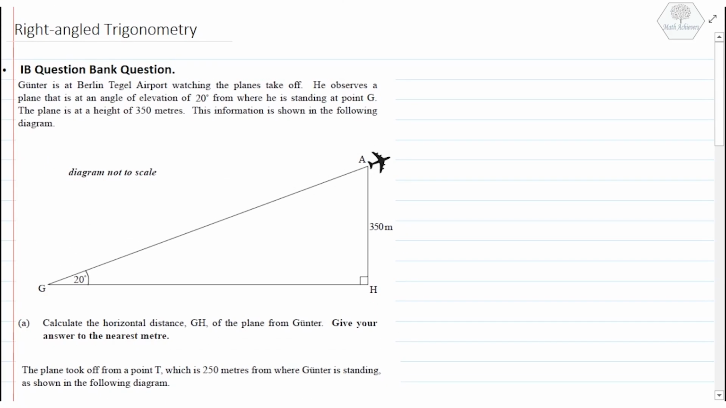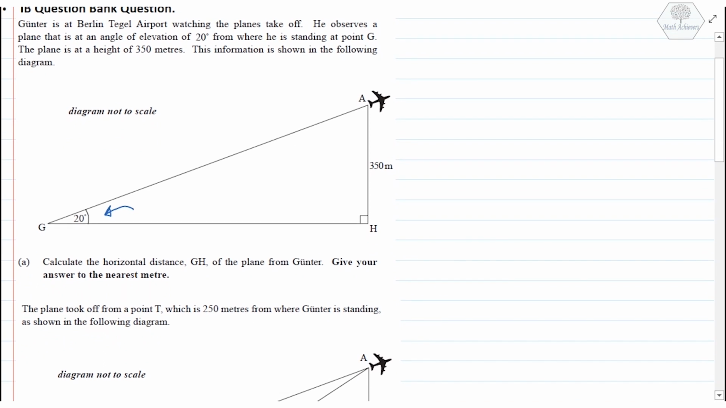Now, let's solve together a question from the IB Questionbank. Gunther is at Berlin Tegel Airport watching the planes take off. He observes a plane that is at an angle of elevation of 20 degrees. This is the angle of elevation in here. This is 20 degrees.